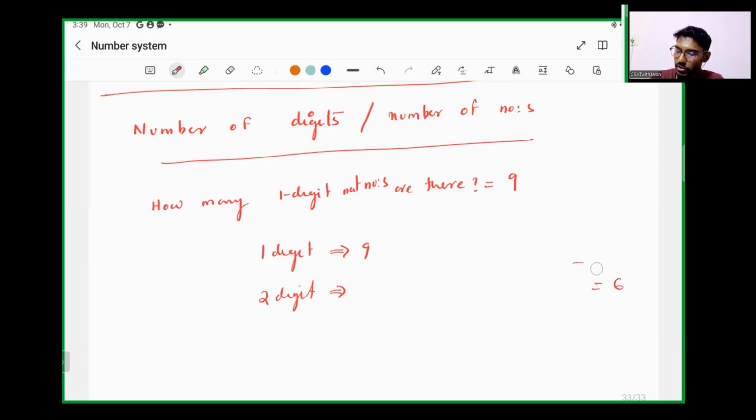Now again, I am asking you how many two-digit numbers are there. And you know that two-digit numbers means 10 to 99. How many numbers are there from 10 to 99? So you need to do 99 minus 10 plus 1. 99 minus 10 is 89, plus 1 is 90. So there are 90 two-digit numbers. Okay. Now, how many three-digit numbers are there? Tell me. Three-digit numbers means from 100, which is the first three-digit number, and the largest three-digit number is 999. How many will be there?